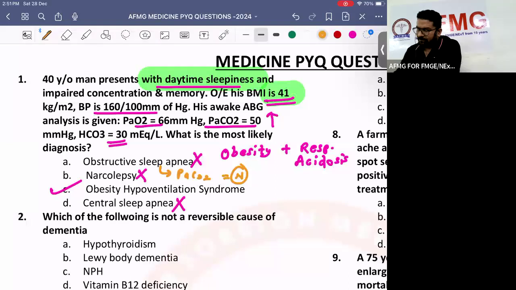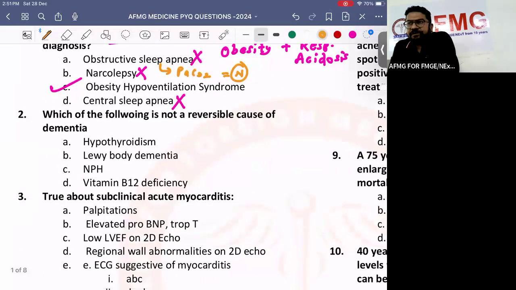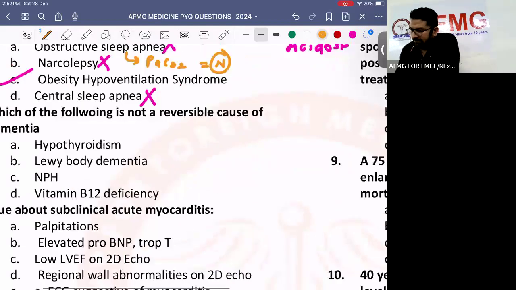Okay, now moving to next one. Following is not a reversible cause of dementia. Now they are asking not. So कौन सा reversible cause नहीं है? Now try to understand this thing.